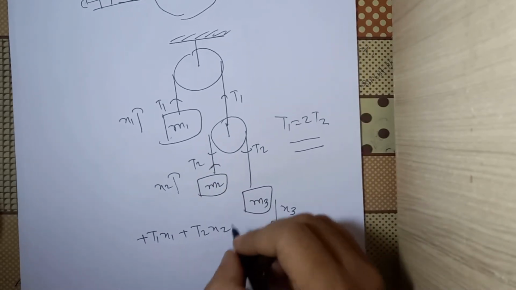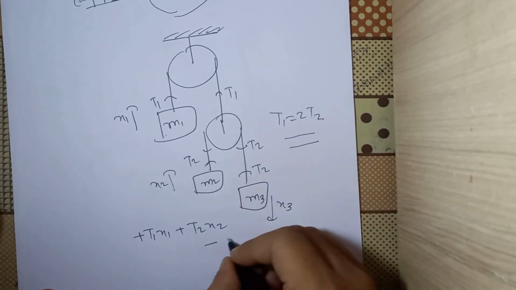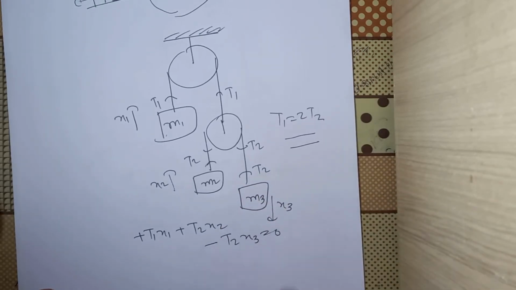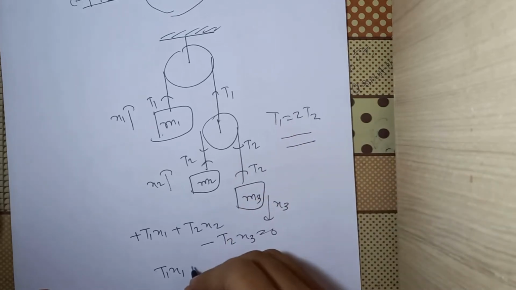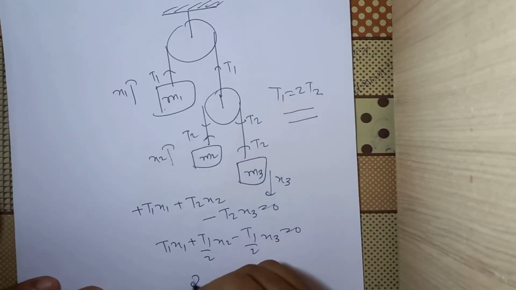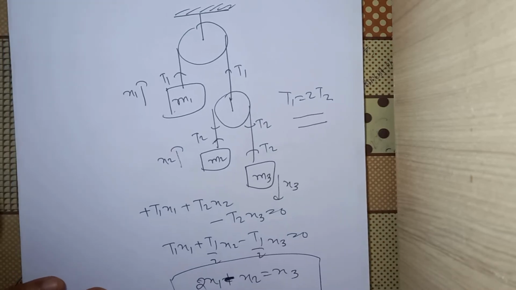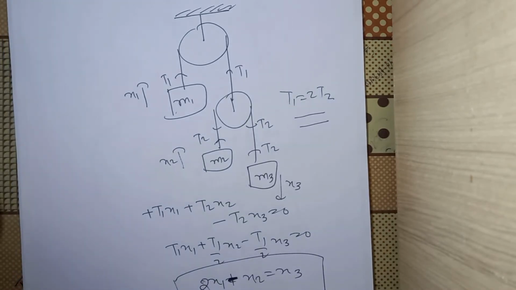And then for m3, the tension is a pulling force, so it is still upwards, but the motion is downwards. So I can write minus T2 into x3 equal to 0. So you can directly say that in place of T2, now you can write T1 by 2 x1 plus T1 by 2 x2 minus T1 by 2 x3 equal to 0. So you can write 2x1 plus x2 equal to x3. And this is exactly the same as the relation that we have got earlier.